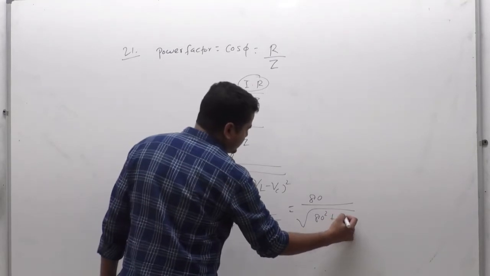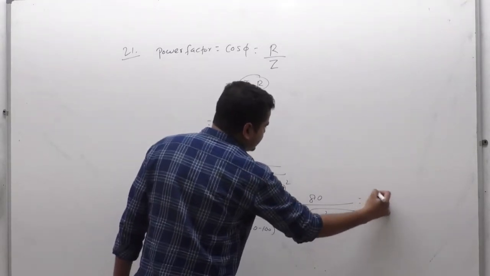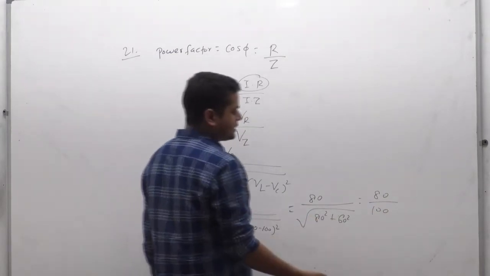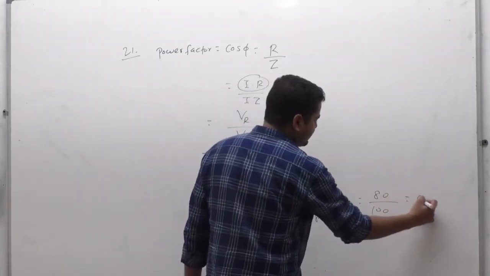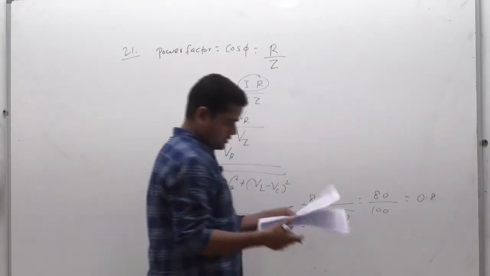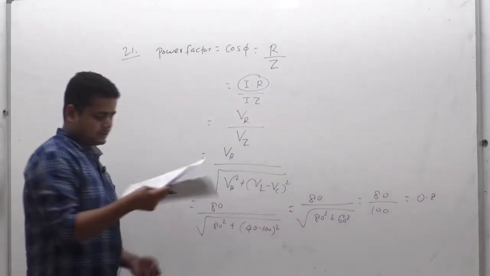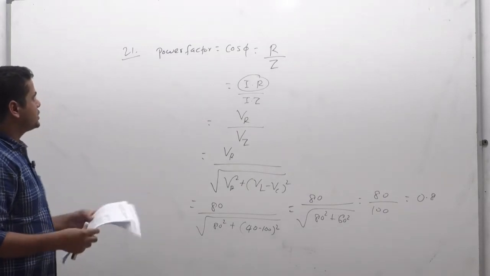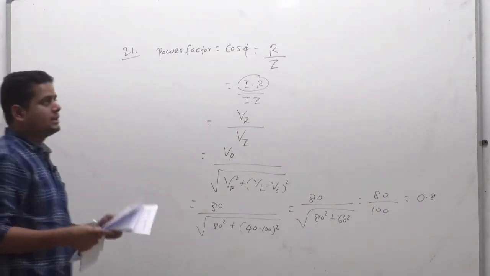square is 60 square. So this is coming to be 80 upon 100, because 80 square plus 60 square is like that. So this will be 0.8. So cos factor will be 0.8. So the correct option is option B. So for question number 21, correct option is B.